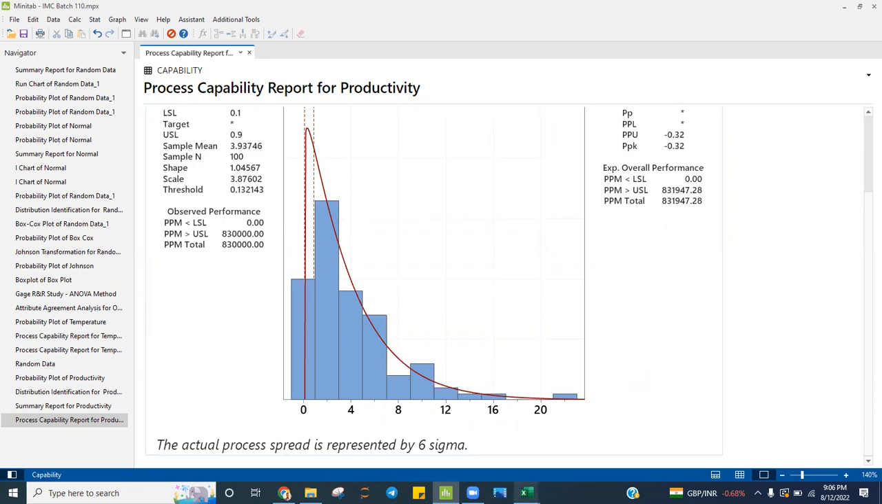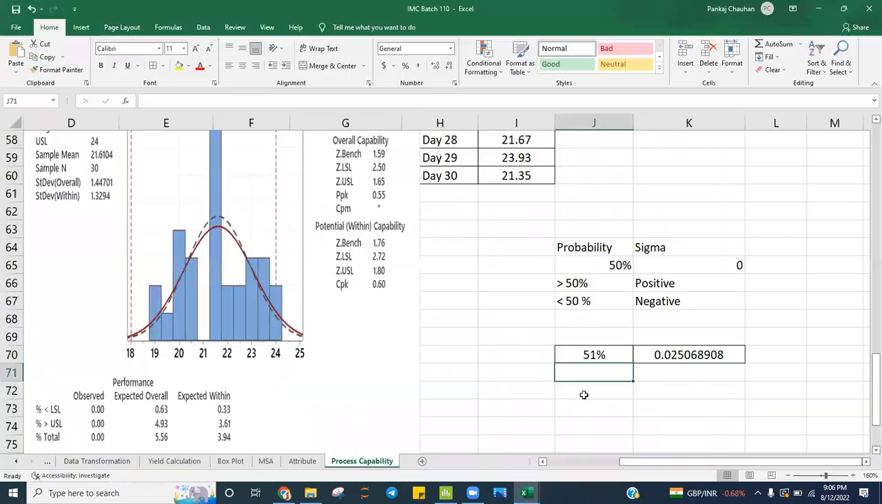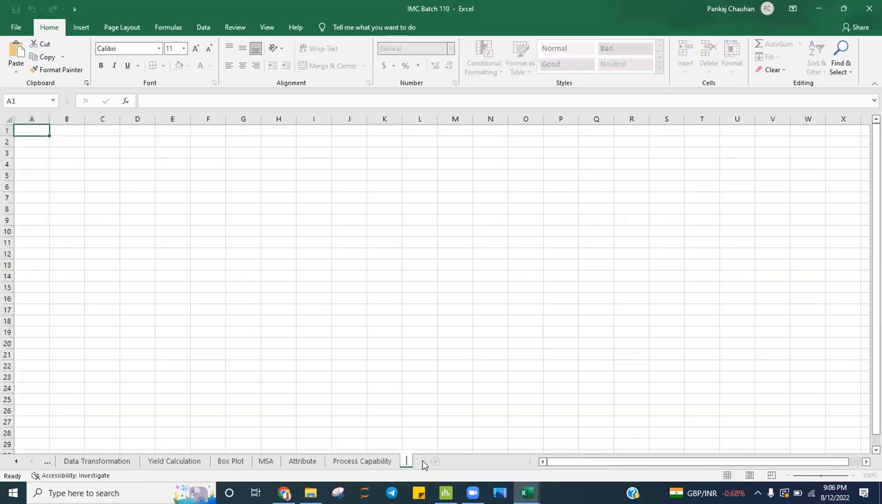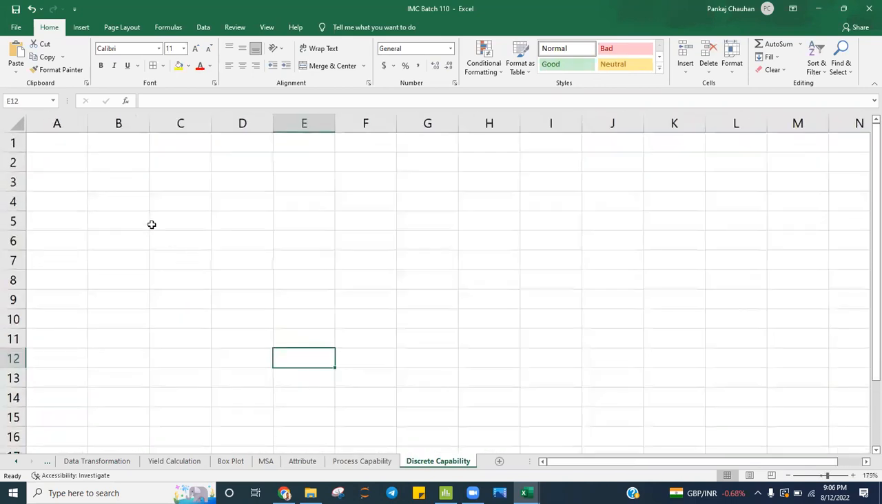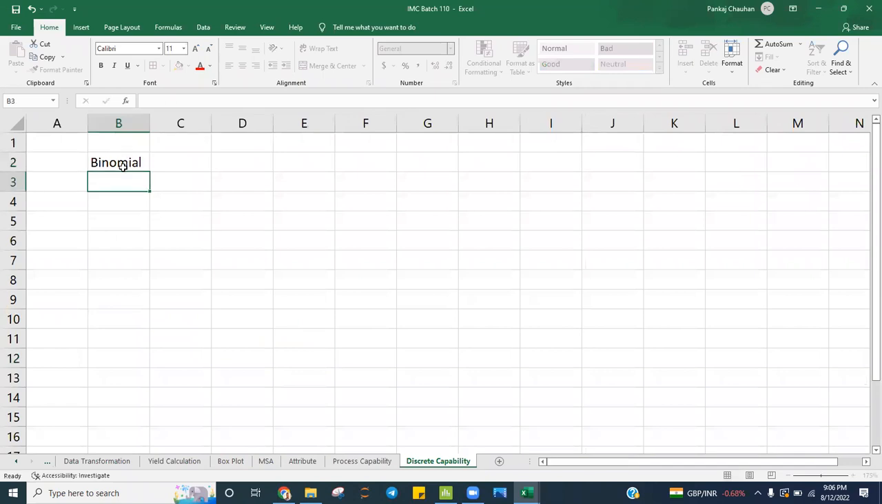Now we are going to learn to understand the capability of binomial or Poisson data. Discrete capability. So you have two types of data. One is binomial and the second is Poisson.